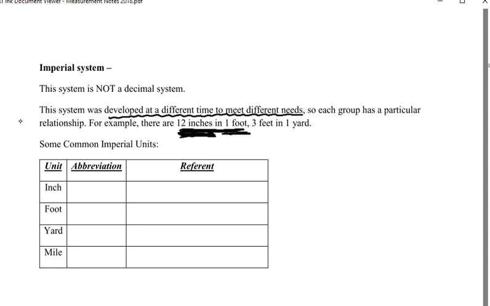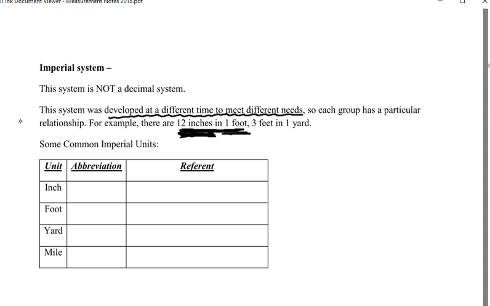The imperial system is based on things like miles for lengths, feet for lengths, and in terms of weight, it's based on pounds and ounces. And these relationships aren't nearly as straightforward as the metric.